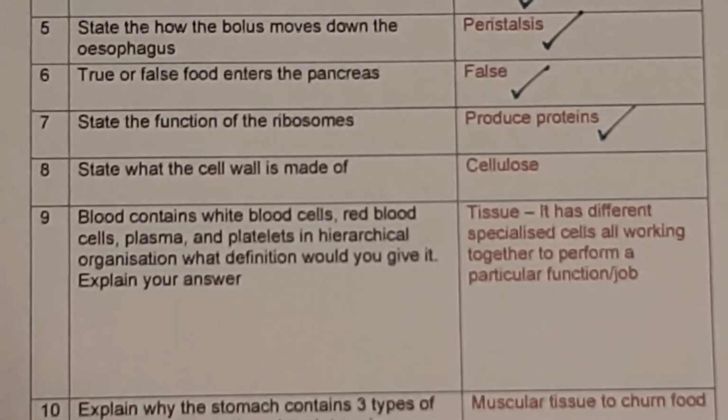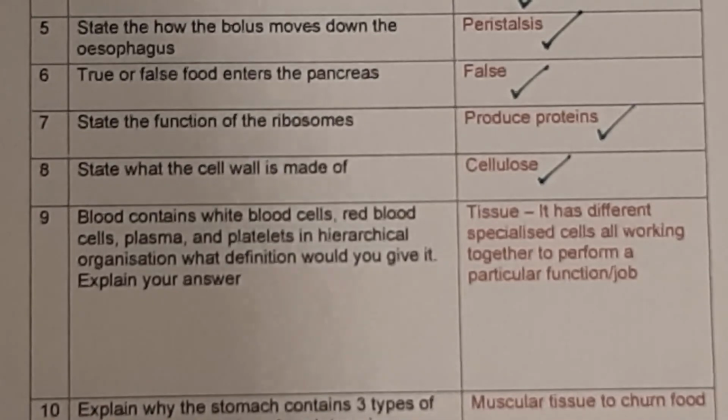Question 8. State what the cell wall is made of. Okay, so the cell wall is made of cellulose. Cell walls are found in plants, not animals.